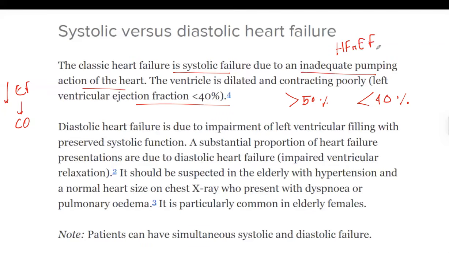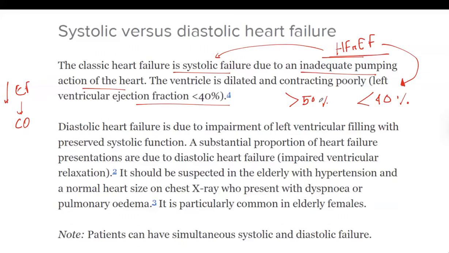So HFrEF, that is the term that we use. Heart failure with reduced ejection fraction is nothing but systolic failure. And we can say this only when our ejection fraction shows less than 40%.